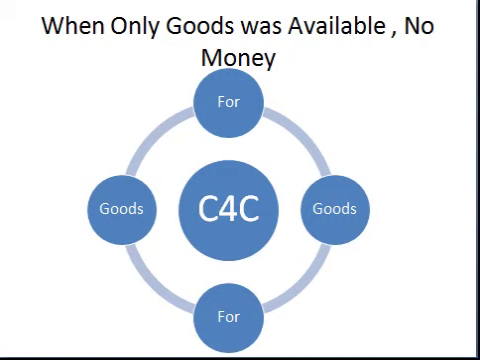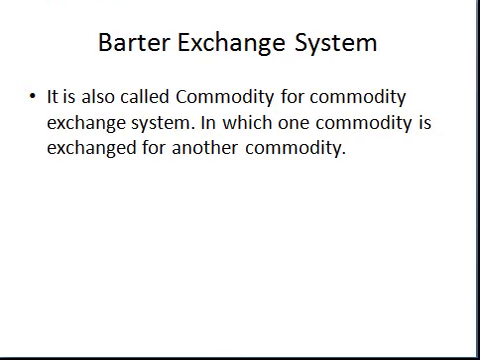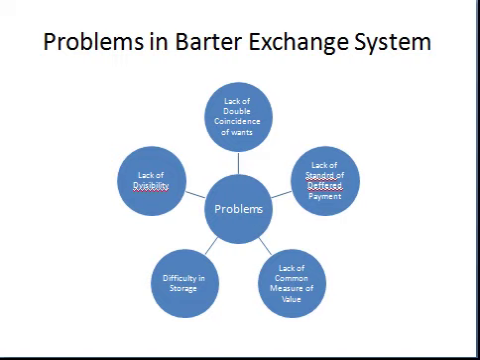There was no common unit of measurement. It means there was no money. No commonly accepted money was available in the earlier times. So they were facing various problems in the barter exchange system. The first problem they were facing is the lack of double coincidence of wants.